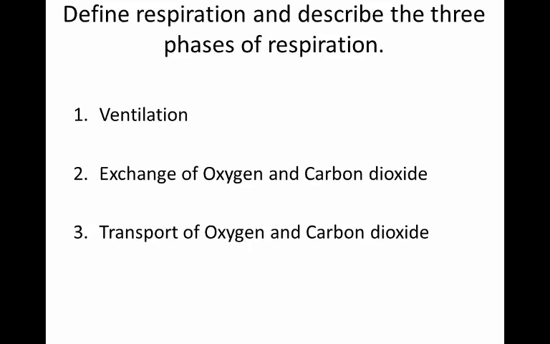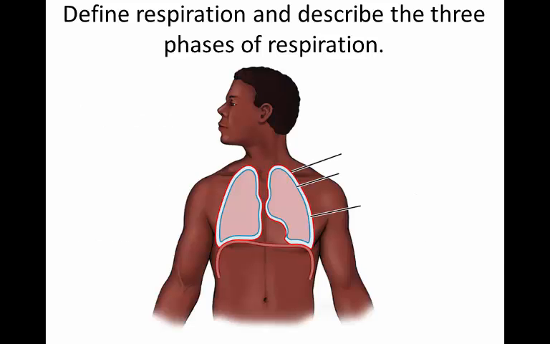So let's start with ventilation. In order to discuss ventilation, there's a couple of items that we need to discuss. The first is the structure of the lungs. So the lungs, as we've seen before, are within the pleural cavity. The parietal pleura is the outer membrane of the pleura. The visceral pleura is the inner membrane of the pleura right up against the lungs. And then between the two layers is the intrapleural space.